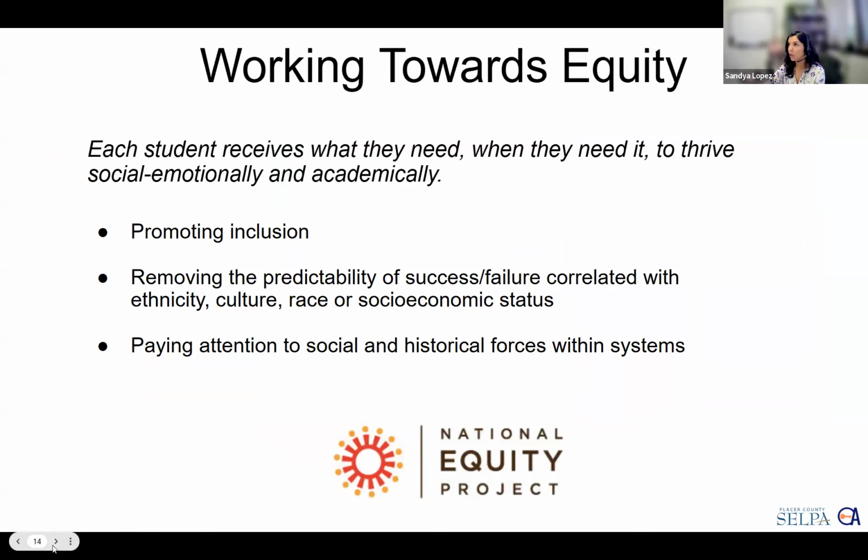And we really wanted to develop our definition of equity. What does equity mean? And we worked very closely with National Equity Project on this guidebook. And this is the definition that NEP shares around equity: each student receives what they need when they need it to thrive social, emotionally, and academically. And so this is our definition. This is the definition that we use throughout the playbook and its enhancements. Next slide.